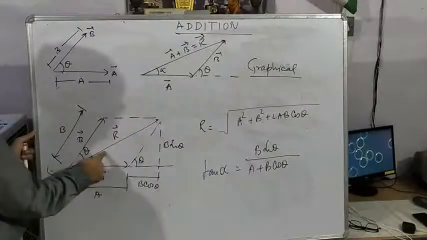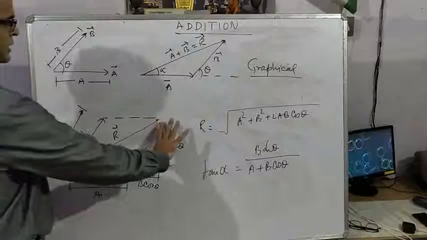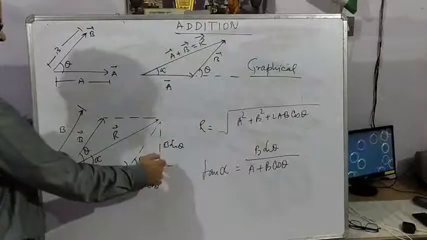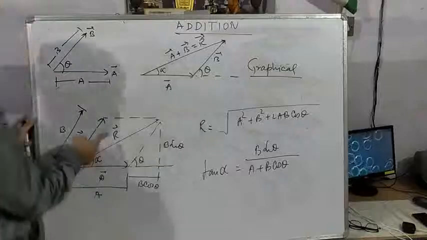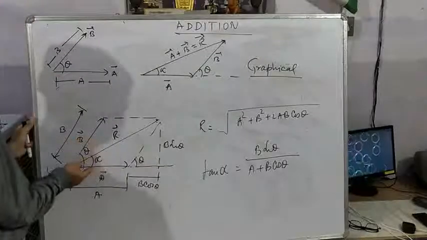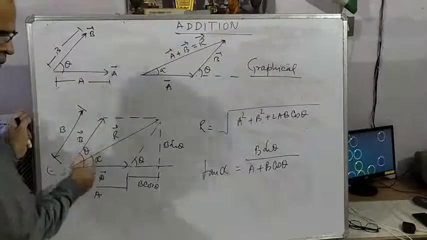In this triangle, tan alpha is equal to B sin theta upon A plus B cos theta. So using this formula, you can find the direction of the resultant with respect to vector A. I suppose you are understanding.